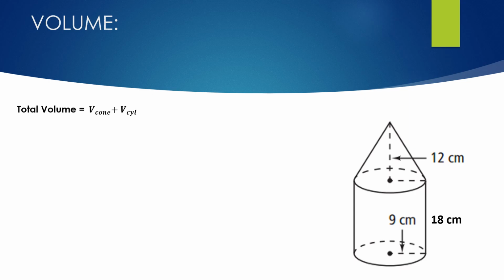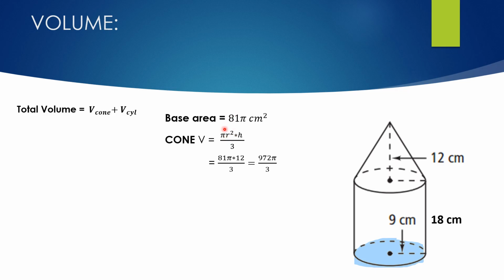So the total volume is going to be the volume of the cone plus the volume of the cylinder. So obviously I need to find both of those. My base area, remember we need the base area for both cones and cylinders. The base area we already said from the last slide was 81 pi centimeters squared. The formula for the volume of a cone is pi r squared times the height divided by 3. So for my cone up here, the height is 12, right? Pi r squared was the 81 pi, the area of the base. So it's going to be 81 pi times the height, 12, divided by 3. That gets me 972 pi divided by 3, if I just multiply these top numbers here. And then 972 divided by 3 is 324. So my volume of my cone is 324 pi centimeters cubed. Did you remember to cube your units there?